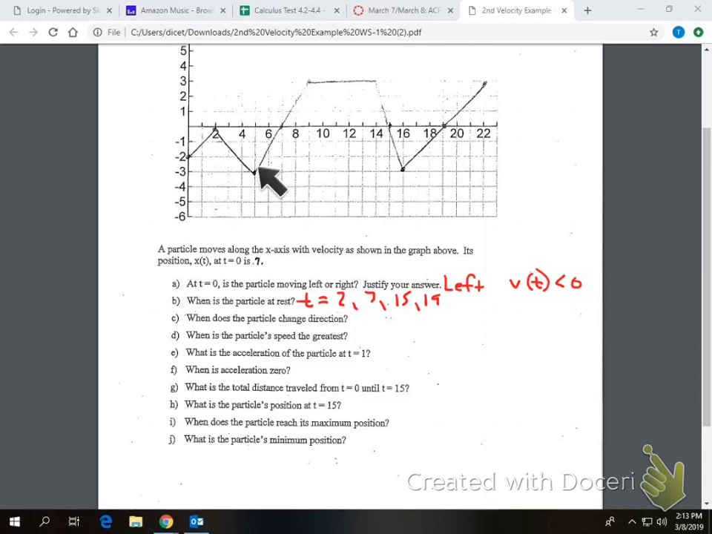When our velocity is negative, we're moving to the left. When velocity is positive, moving to the right. So how about we get it right? When do we change direction? At 7. Why not 2? Went negative, stopped, went left, stopped, left. So at 7, 15, and 19.